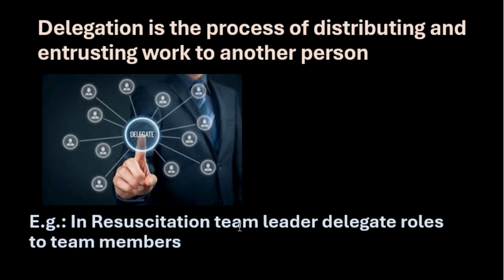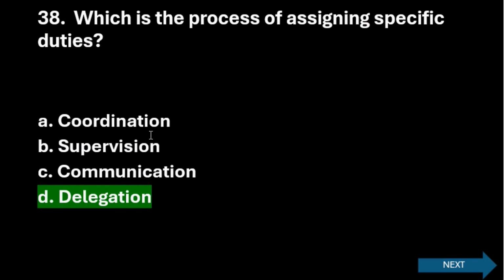The team leader will delegate roles to the team members. For example, if I am the team leader, I will tell one of you, person 1, to go to the airway and do the airway maneuvers. Person 2, I will tell to go for blood circulation, like IV cannulation and preparing medication. Another person I will tell to go for defibrillation, like that. So this is delegation, delegating different roles to different persons. On the other hand, supervision and coordination are the team leader's other activities, and communication is essential for all processes. Next question.